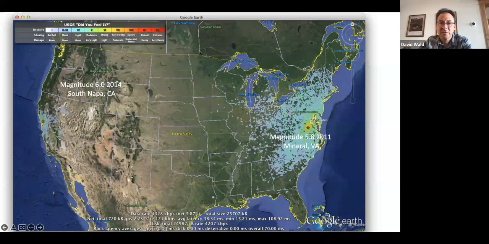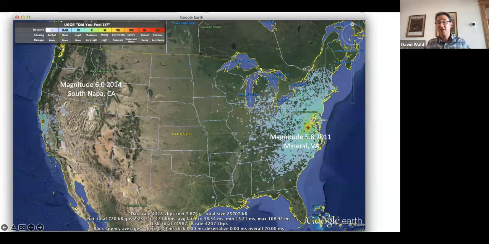Now, did you feel it? Is it felt? We get responses all over the country. And one thing we've known for a long time, and that's really shown quite nicely in this image, we have two magnitude 6 roughly earthquakes, or a slightly smaller earthquake in Mineral, Virginia in 2011, and the Napa Valley earthquake. And you can see that the intensity reports for California are over a much smaller area than they are for the earthquake in Mineral, Virginia.